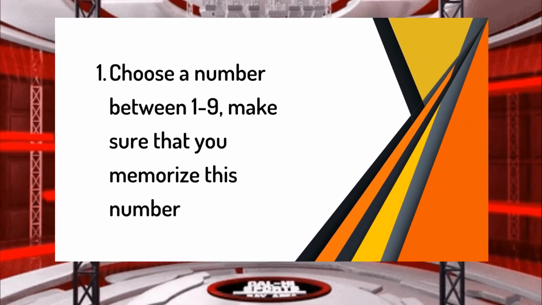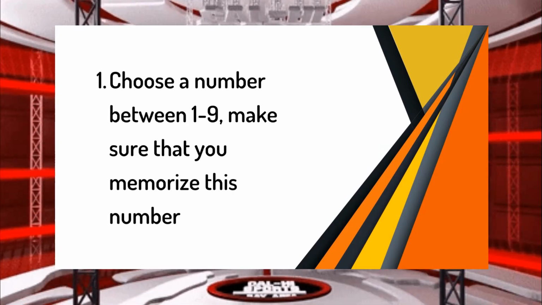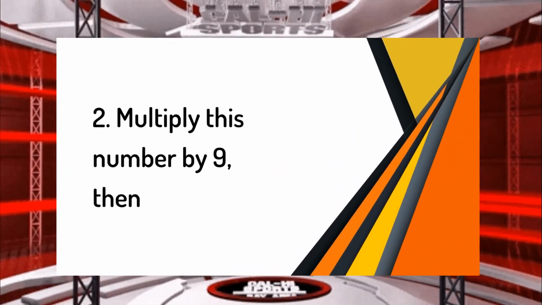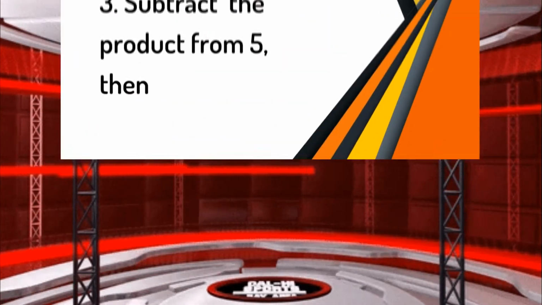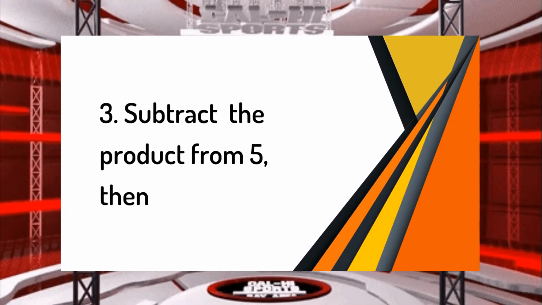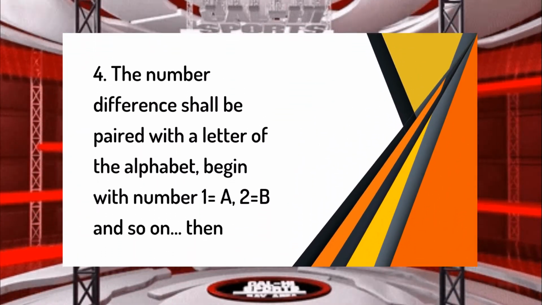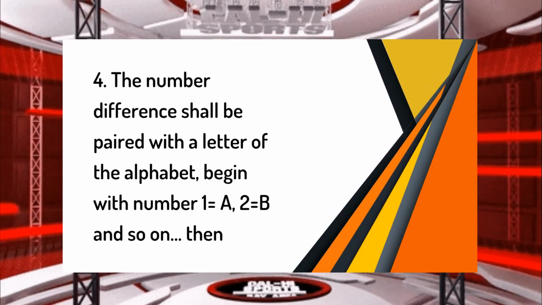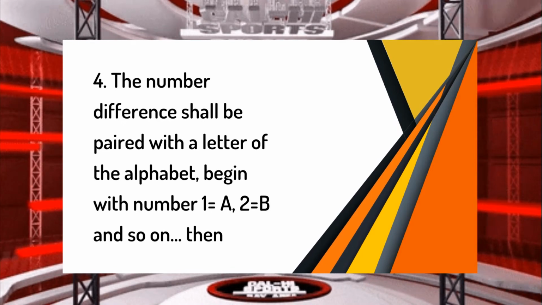For number 1, choose a number between 1 to 9. Make sure that you memorize this number. Next step, multiply this number by 9. Followed by our third step, subtract the product from 5. For our fourth step, the number difference shall be paired with the letter of the alphabet. Begin with number 1 equivalent to A, 2 equivalent to B, and so on.